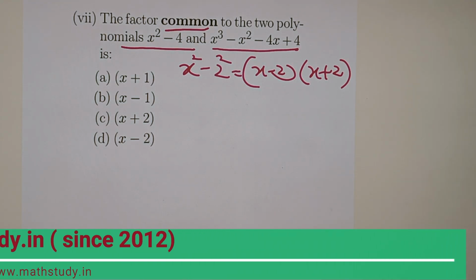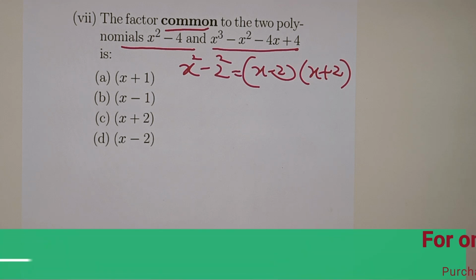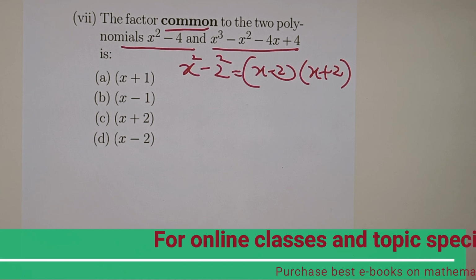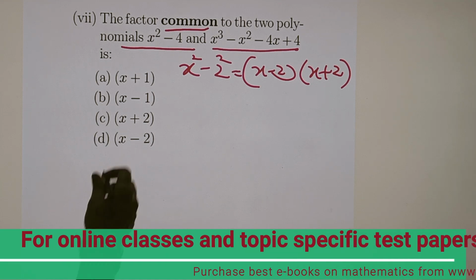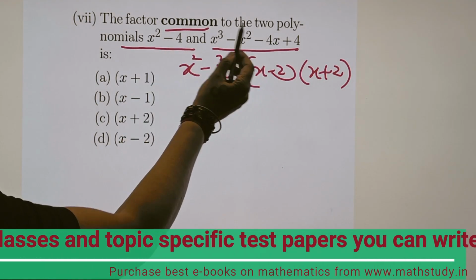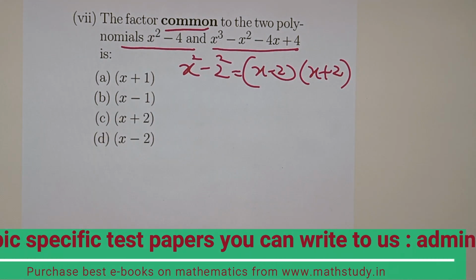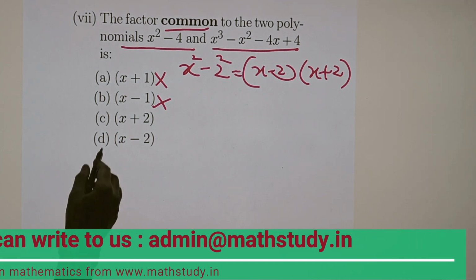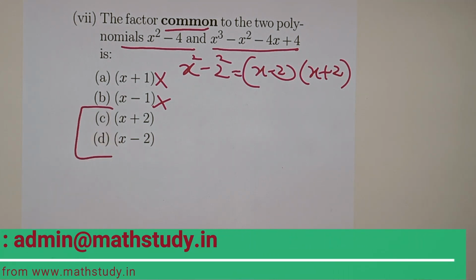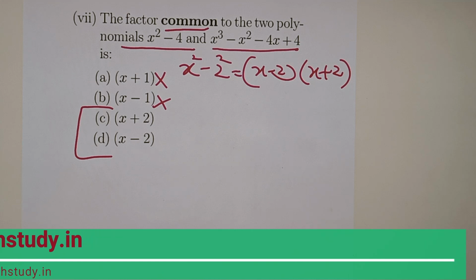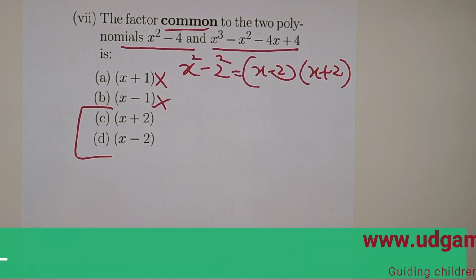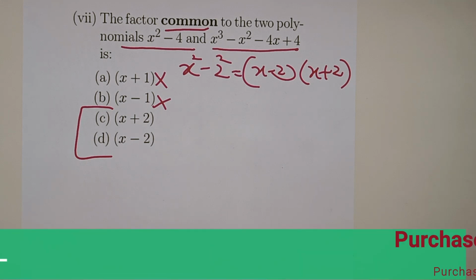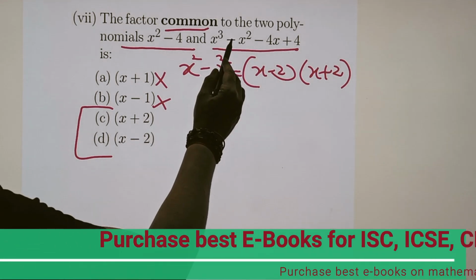Very simple. Now the second part is a little tricky, but here you have to use the trick. What is that trick basically? It is stated that the factor which is common to the two polynomials, that means our option should not be this and this. So we will have only these two options from which we need to find our answer. It is very simple. You need not find all the factors of that cubic polynomial here. You can simply put x equals 2 in this part.